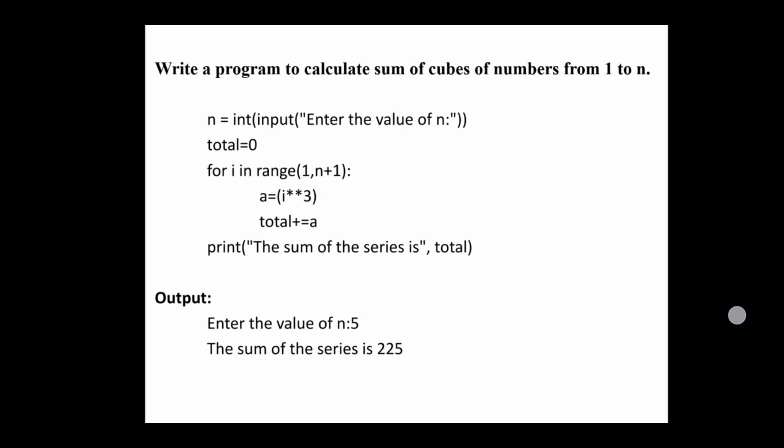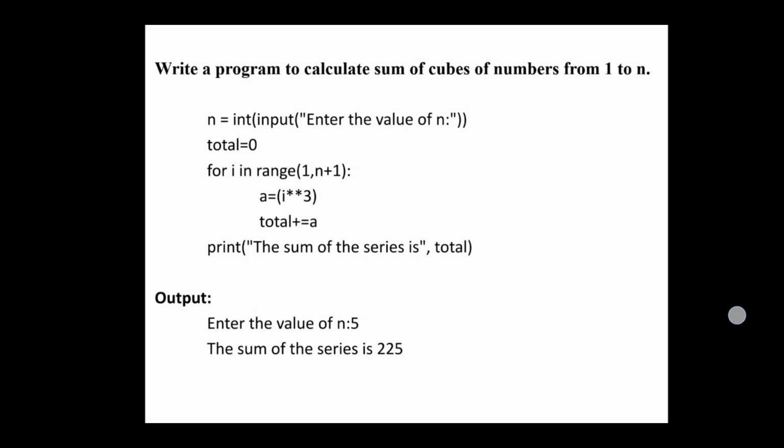Then a = i**3, that is a equals i cube. So for every iteration, when i equals 1, a equals 1 cube, that is equal to 1. When i equals 2, then a equals 2 cube, that is equal to 8. When i equals 3, a equals 3 cube, that is equal to 27, and so on. Same way, when i equals n, a equals n cube.